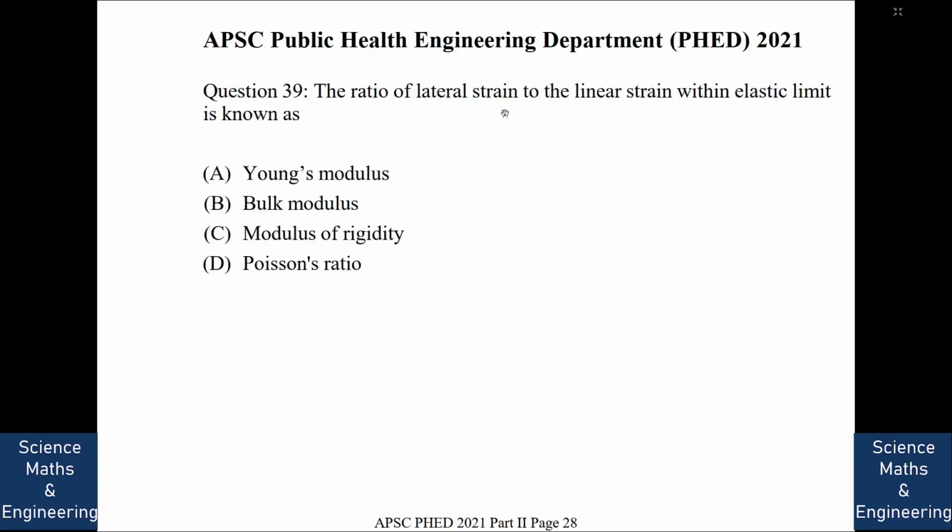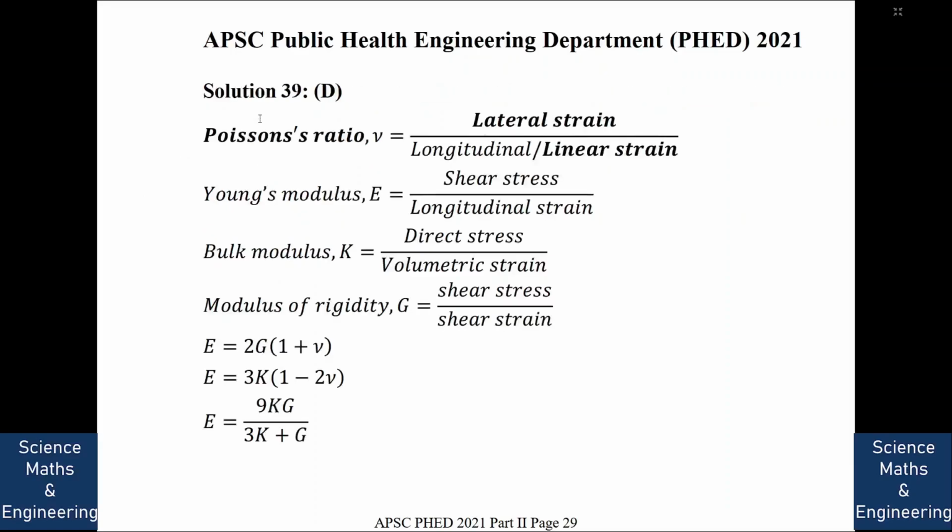The ratio of lateral strain to linear strain within elastic limit is known as, so the answer is Poisson's ratio. So Poisson's ratio is lateral strain to longitudinal or linear strain. So I have given the definition of the Young's modulus, bulk modulus, and modulus of rigidity also, so that there is no confusion with the other options. So we'll go to the next question.